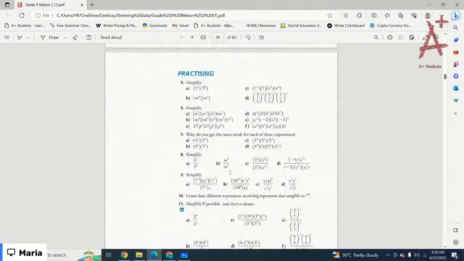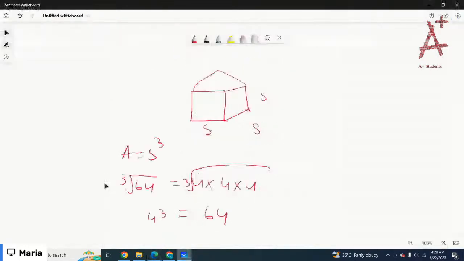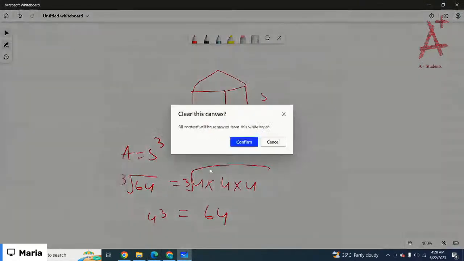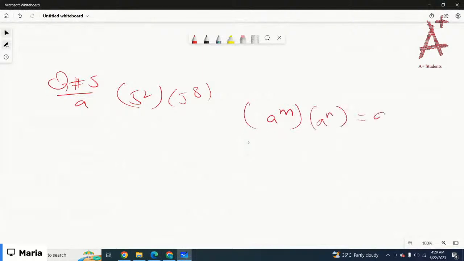Simplify 5^2 times 5^8. So here you have to apply the rules I just explained. They have the same base, like a^m and a^n. So you have to do a^(m+n). You can just add the exponents. So it would be 5^(2+8), and that equals 5^10. Got it?